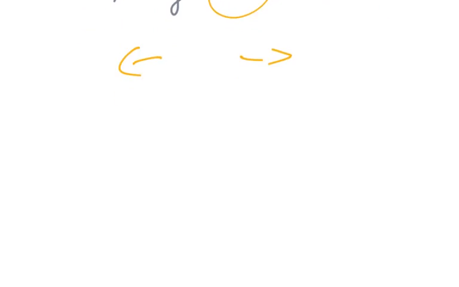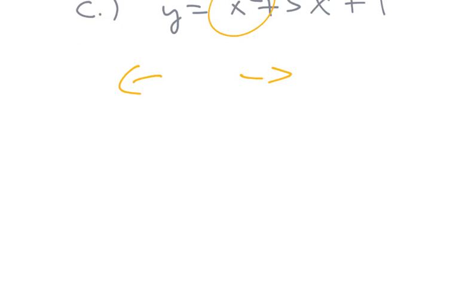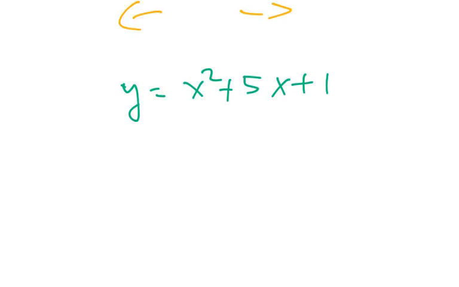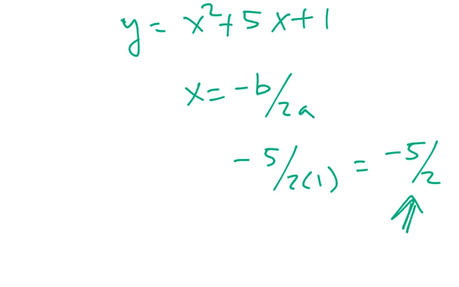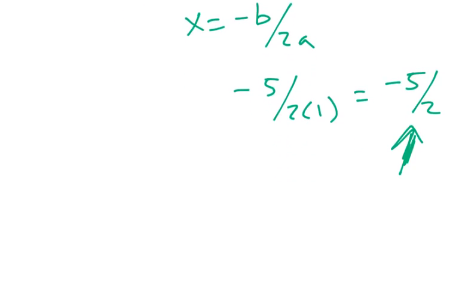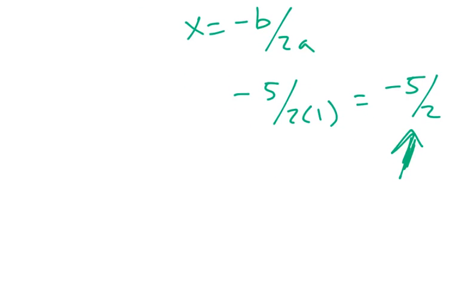Okay. So one thing you could do is take y equals x squared plus 5x plus 1, and find the vertex. So the vertex is x equals negative b over 2a. And so this is going to be negative 5 over 2 times 1, which is negative 5 over 2. And this tells me that this is not going to be symmetrical with anything.